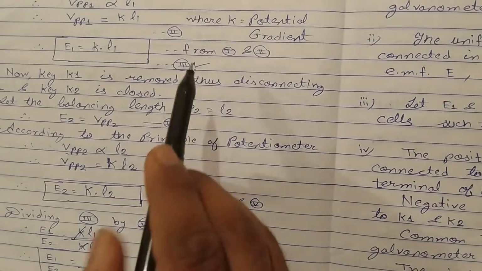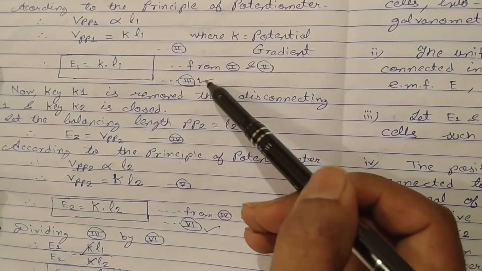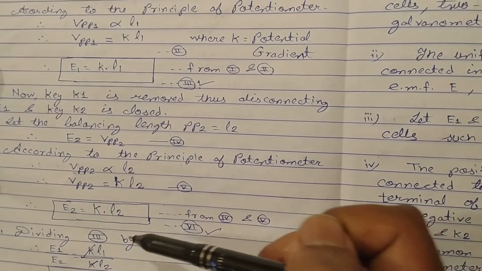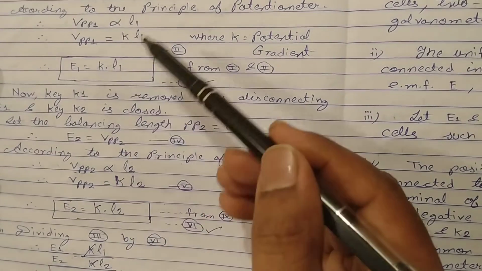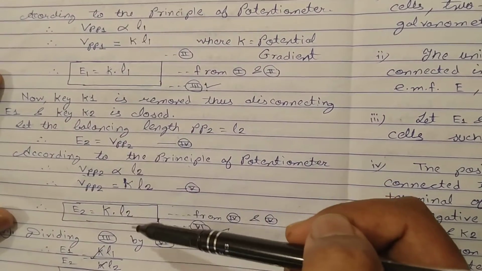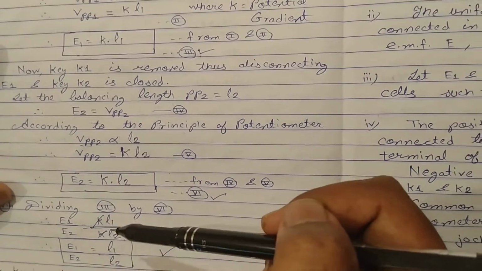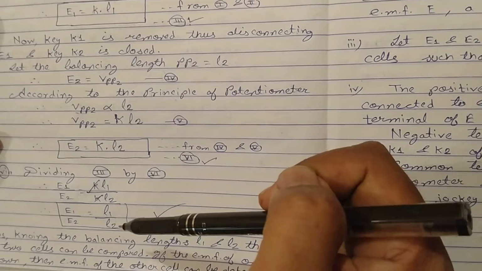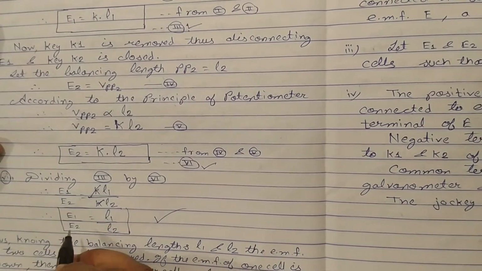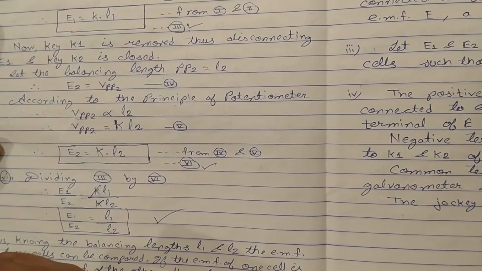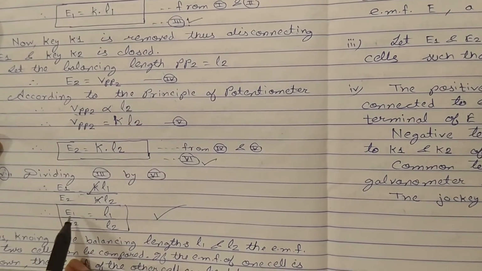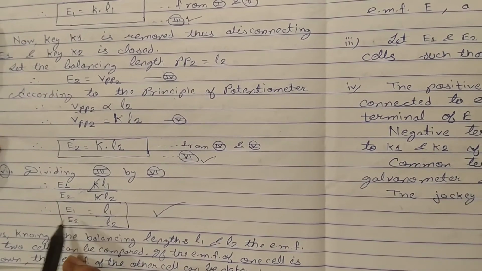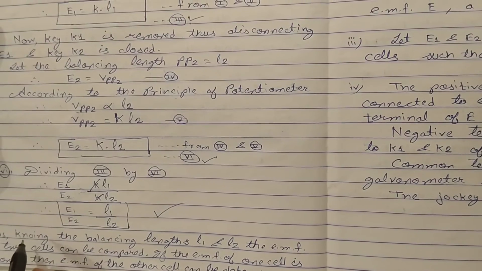Now observe equation number 6 and equation number 3. We are going to divide equation 3 by 6. What is the left hand side we observe here? E1 and E2. So E1 upon E2 is equal to what? K times L1 upon K times L2. K and K get cancelled. Then what are the remaining terms? E1 upon E2 equals L1 upon L2. So we can compare the EMFs of two cells by comparing their balancing lengths. Students, if you know one of the values of E1 and E2, you can easily find out the other value of EMF of a cell. Thank you very much.